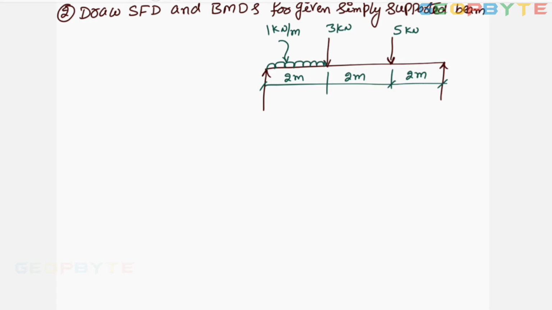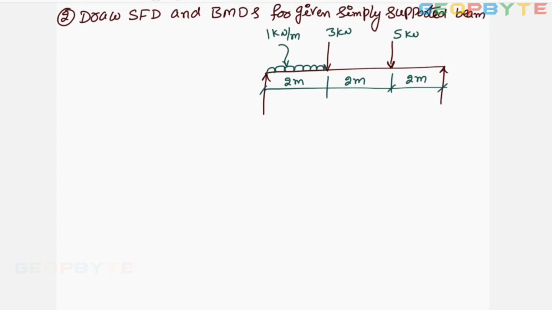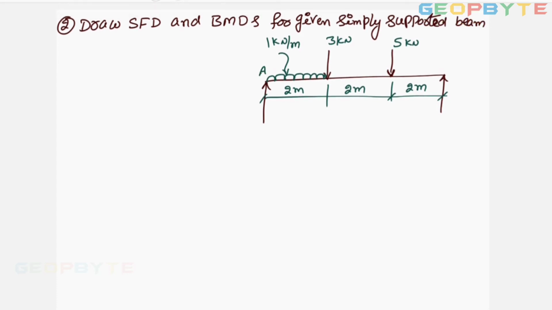Look at the next problem, my dear students. Simply supported beam with one UDL and 2 point loads. But in this case, the UDL is given between the left support and the 3 kilonewton load. For the previous case, the UDL was given between the 2 point loads. For this, let me mark the points like A, B, C, D.